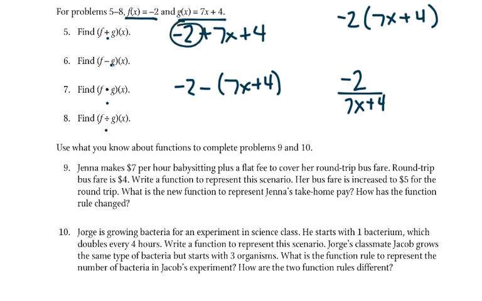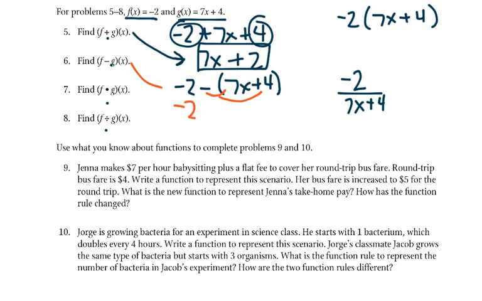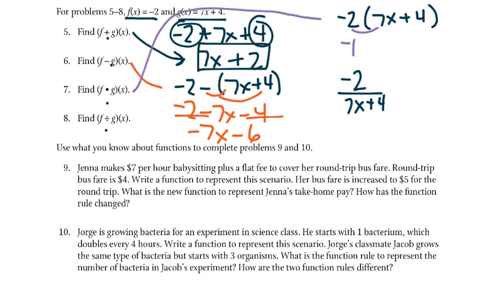So the first one, negative 2 plus 4, we get 7x. So this is number 5. 7x plus 2. 4 minus 2 is 2. So there's our answer. Okay? The second one, that minus applies to both. So negative 2 minus 7x minus 4. We get negative 7x minus 6, because negative 2 and negative 4 give us negative 6. Okay? With multiplication, we distribute. Negative 2 times 7x, negative 14x. Negative 2 times 4, minus 8.